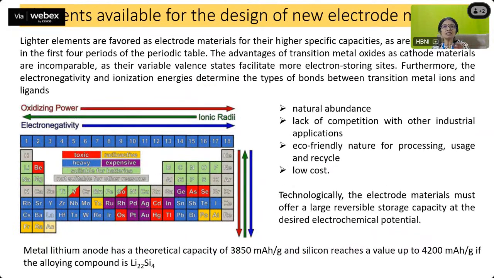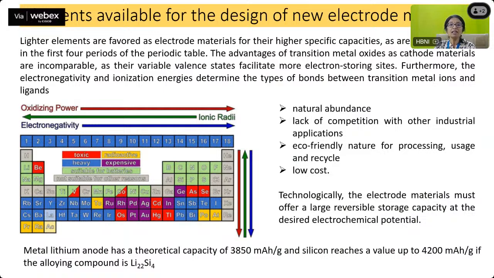So what are the elements available for design of new electrode materials? As I said, lighter elements are favored because they give you higher capacity. Then you also have to see that natural abundance is there, because if something is not naturally abundant, it will bring up the cost and you cannot use it at a bulk level. Then there should be a lack of competition with other industrial applications. Eco-friendly nature for processing, usage, and recycling should be there, with a low cost. Technologically, the electrode materials must offer a large reversible storage capacity at a desired electrochemical potential.